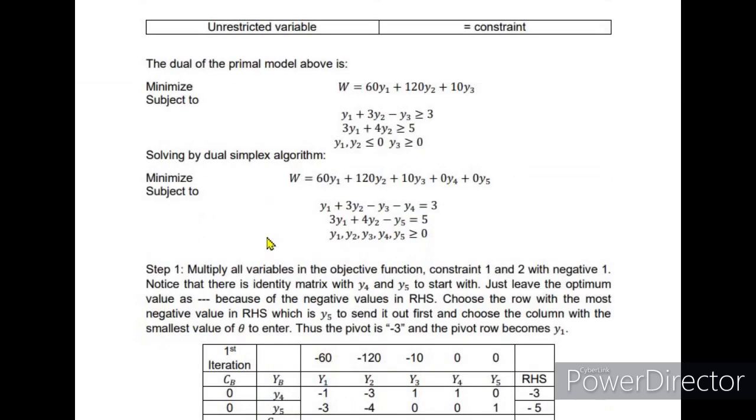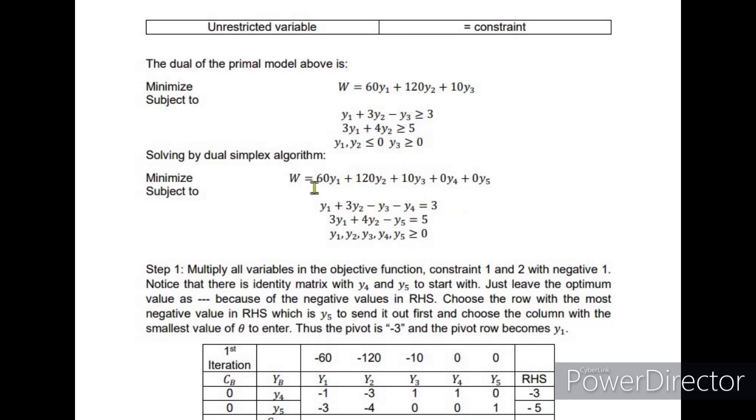So solving by the dual simplex algorithm, we will just add slack variables to our objective function and also to the constraints. Now you notice that we do not use the big M method here because this one is different. It's called the dual simplex algorithm. We just add slack variables, and you notice that the slack variable here is negative because the sign is greater than or equal, and also the slack variable here is negative because the sign is also greater than or equal.